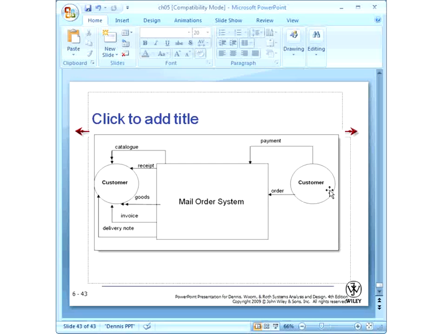Your customer is giving orders and giving payment. Your system is providing receipts, catalog, goods, invoice, and delivery notes to the customer. So this is the context diagram for your system. Okay, is it understandable?